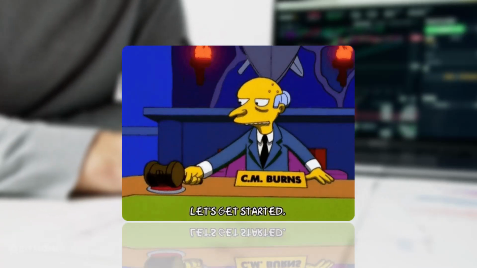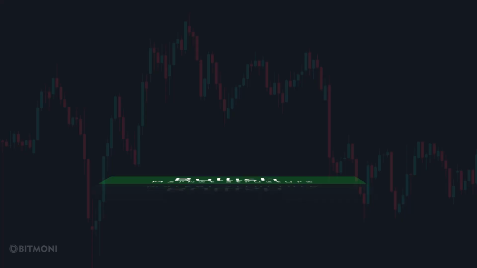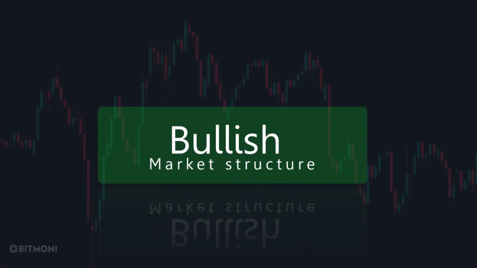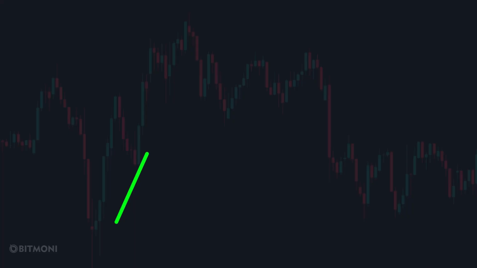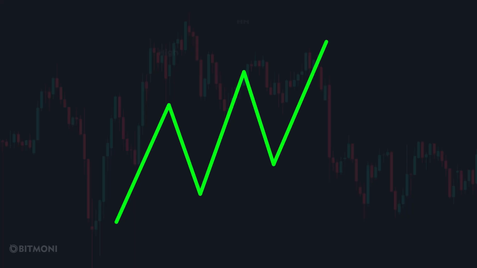Now, let's get started. Let's begin by examining a bullish market structure. In simple terms, this means the price is climbing by consistently forming higher highs and higher lows. Now, let's break down the strong and weak areas within this setup. When the price breaks above a previous high, it signals strong buying pressure. The low that comes just before this breakout is referred to as a strong low.